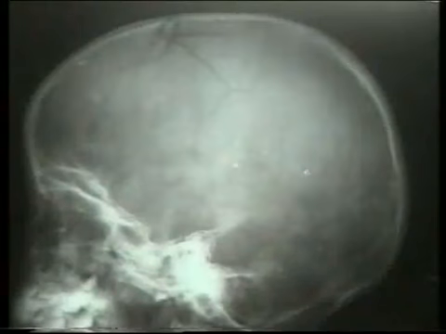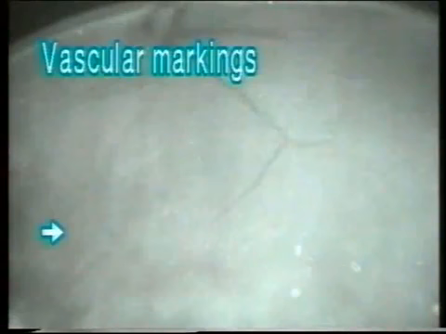This is a crack fracture in the occipital region. This X-ray shows a temporoparietal crack fracture seen as a narrow, dark line. The vascular markings are faint and smoothly curved, while the fracture lines are dark, straight, and do not conform to the suture lines.